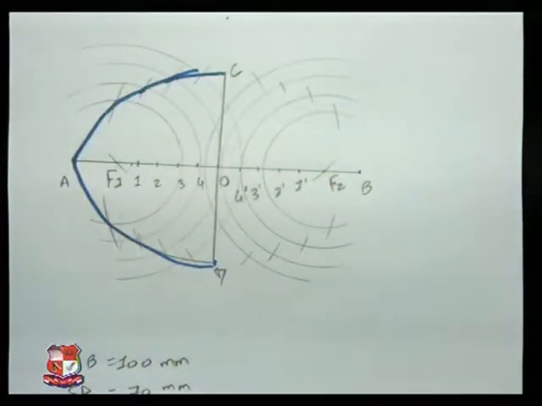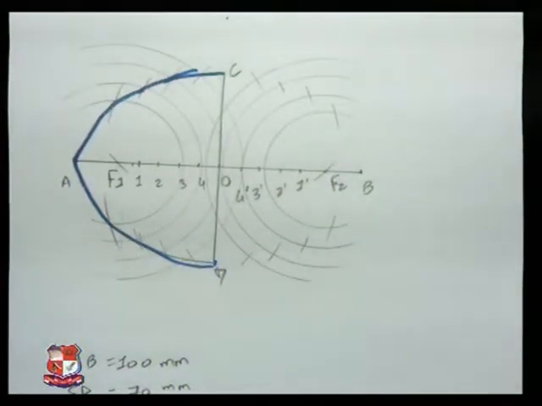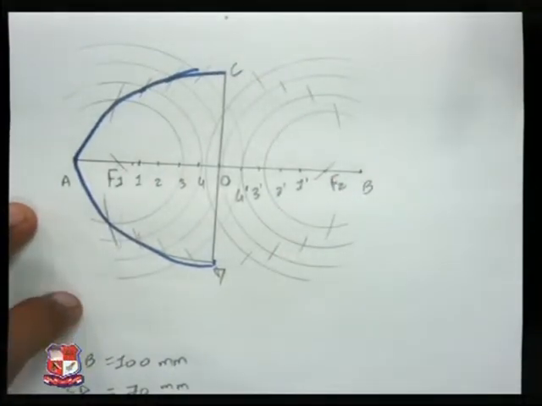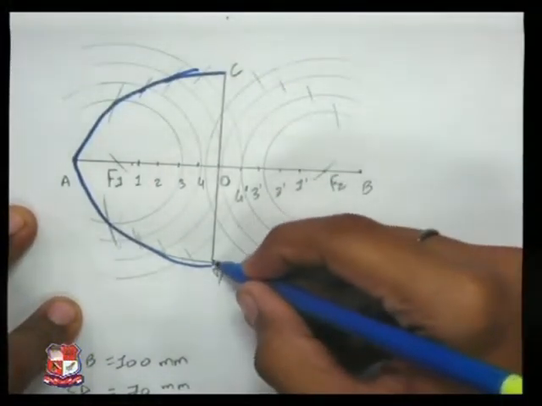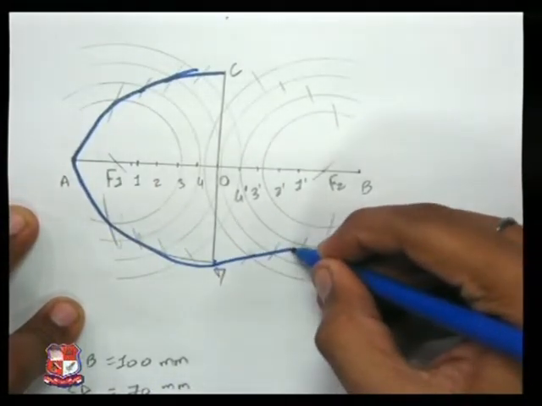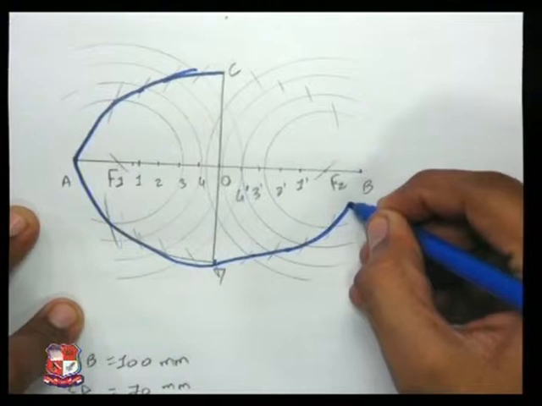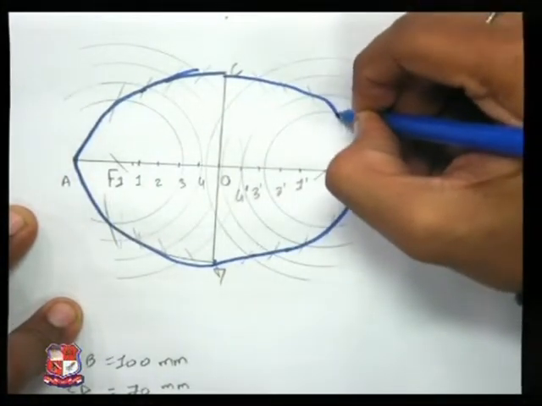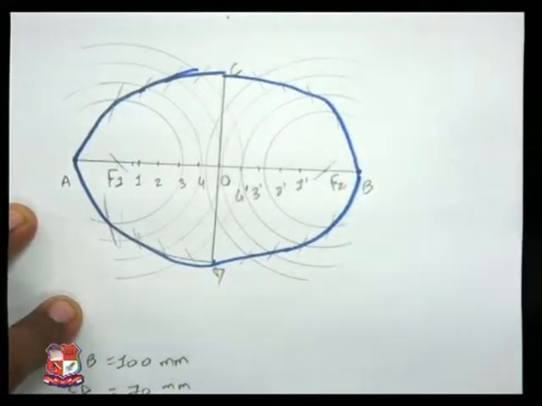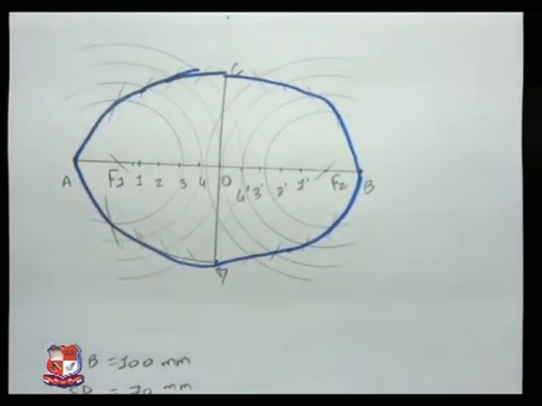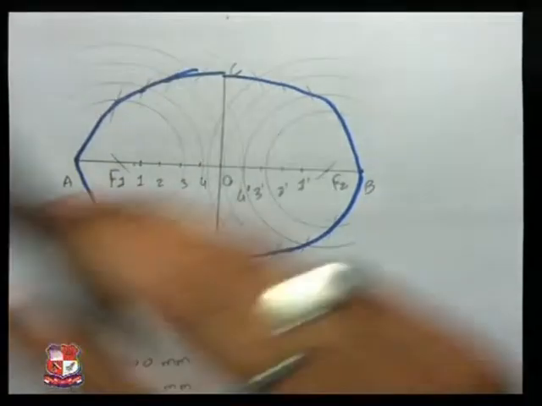We have got the arcs. Now we will join them with a smooth curve. You can use a French curve or you can draw by hand also. On one side I have drawn with the French curve, on the other side I am showing with the hand itself. So this is how you can draw an ellipse. Don't forget to give the dimensions.